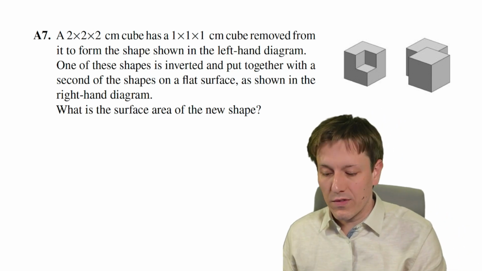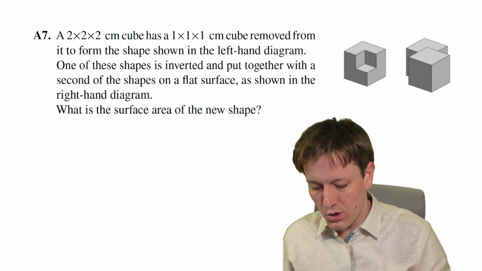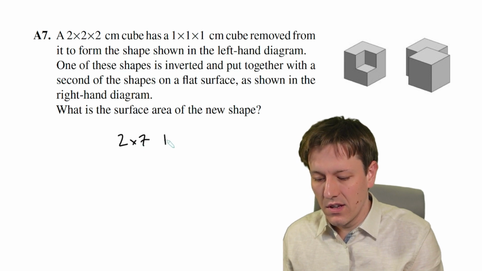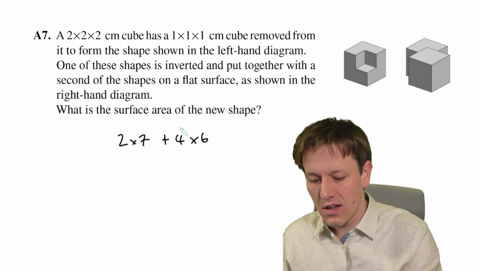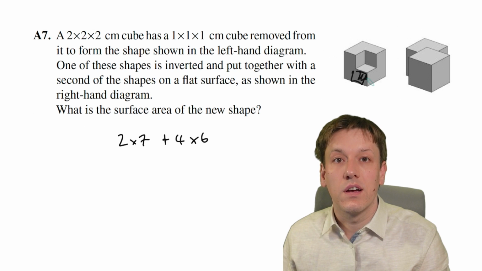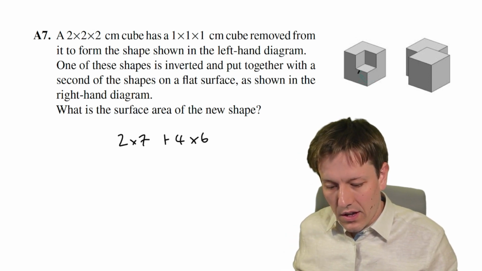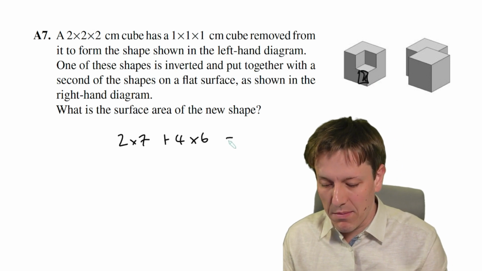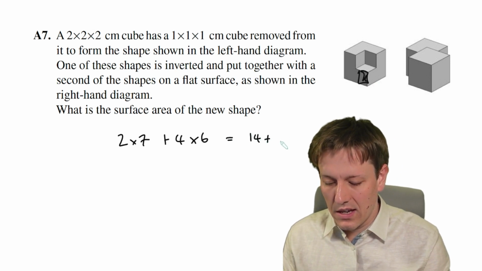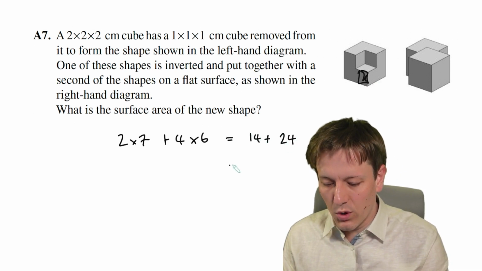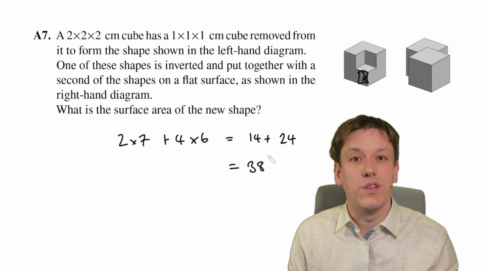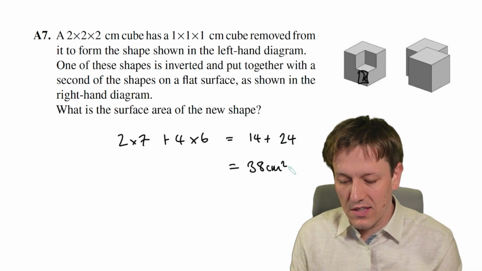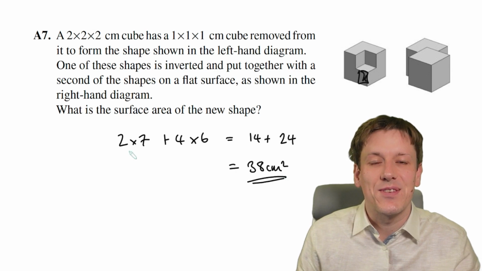So overall what we've got is that there are 2 times 7 plus 4 times 6 of these individual 1 by 1 centimetre squares that make up the surface area of the resulting shape. So that's 14 plus 24, which is 38, each of them 1 centimetre squared, so that gives me 38 centimetres squared for the answer there.